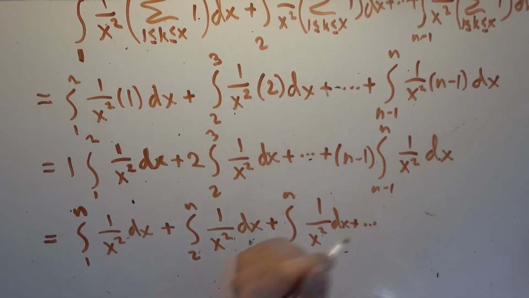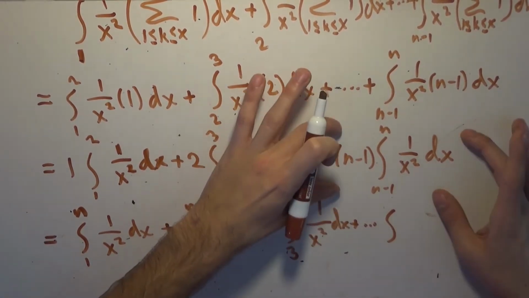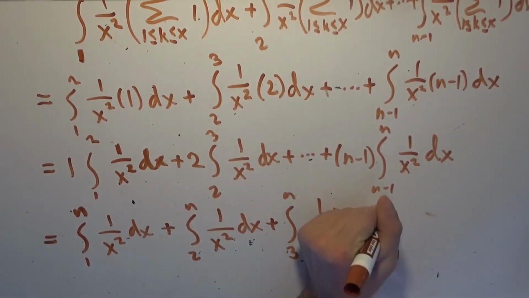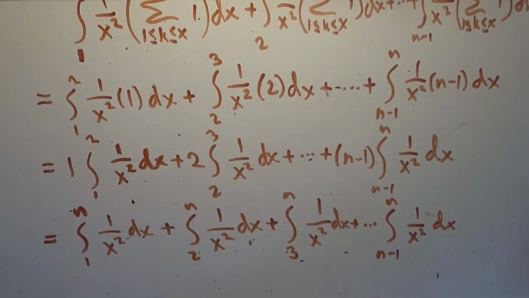Which means I can go all the way up to my final integral, because I'm going to end up with one of these left after all of those, and the last one of those is going to make the final integral from n minus 1 to n of 1 over x squared dx. I hope that's clear what's going on here.